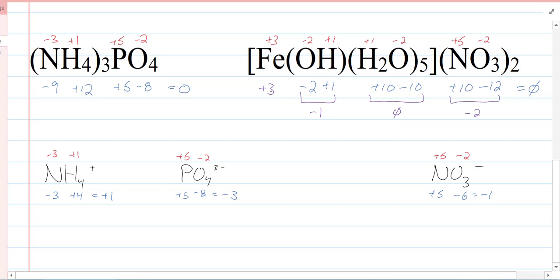So that's oxidation numbers, and that's the oxidation states and how to do them and the rules. Next video, we'll look at balancing.